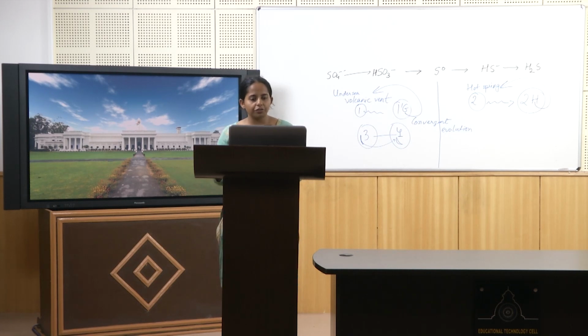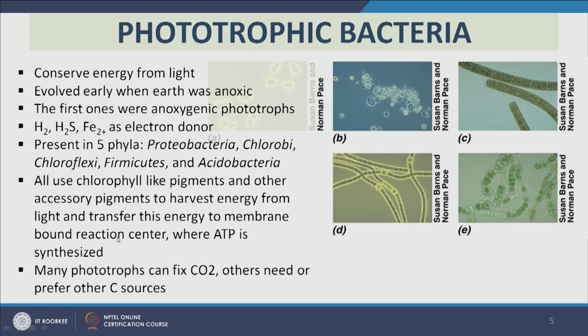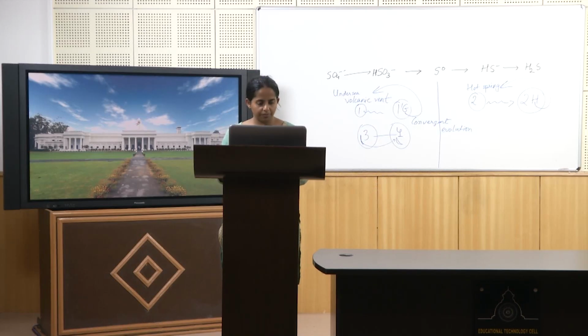Now all of these phototrophic bacteria use chlorophyll or chlorophyll-like pigments and other accessory pigments to harvest energy from light and transfer this energy to a membrane bound reaction center where ATP is synthesized. I hope you remember from the previous lectures how light can be used to generate PMF, and the PMF can then turn the ATP synthase motor which will synthesize ATP.